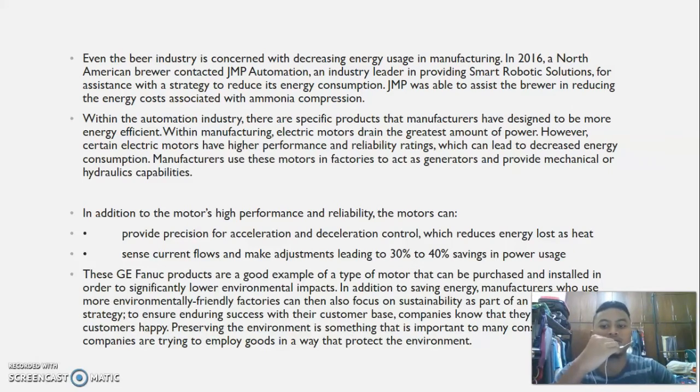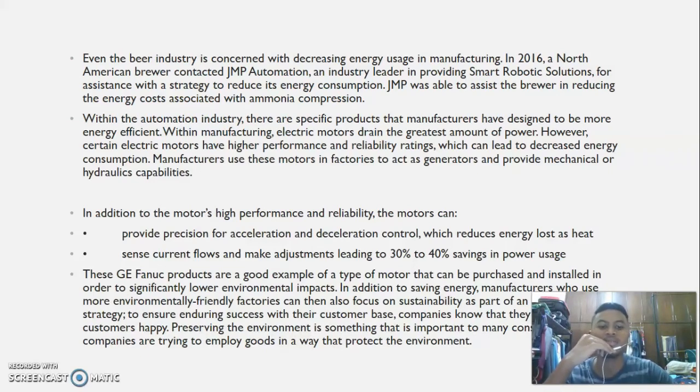In addition to the motors' high performance and reliability, the motors can provide precision for acceleration and deceleration control, which reduces energy loss as heat since they sense current flow and make adjustments, leading to 30% to 40% saving in power usage. And lastly, these GE FANUC products are a good example of a type of motor that can be purchased and installed in order to significantly lower environmental impacts.